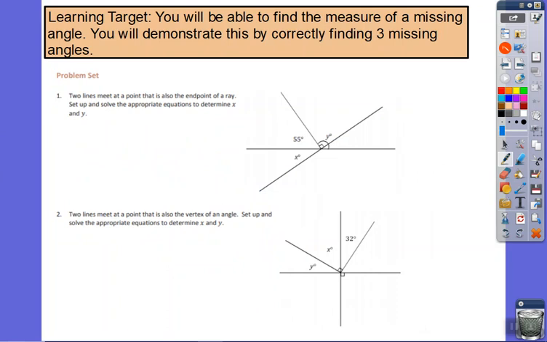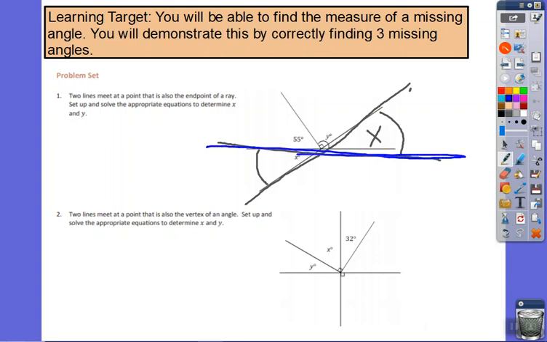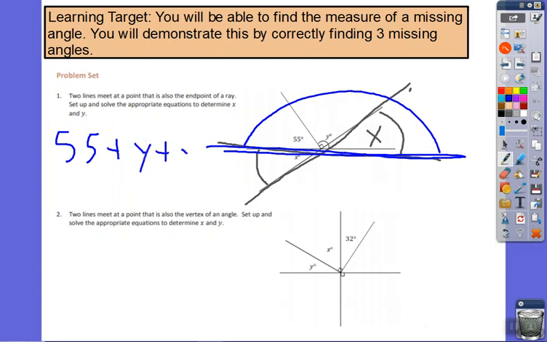Okay, two lines meet at a point that is also the endpoint of a ray. Set up and solve the appropriate equations. What I'm going to notice is that I've got a straight line there. Actually, no, let's not notice that. Let's notice this x. I've got that x there, so these two are vertical. Two angles across from each other are vertical. So if this one is an x, this one is going to be an x also. Now I'm going to notice that it's on a straight line, and I've got this 55, this y, and this x. So 55 plus y plus x is going to make 180 degrees.